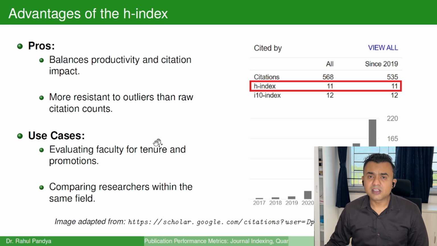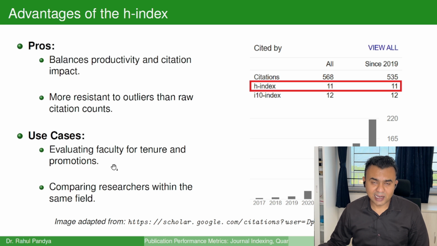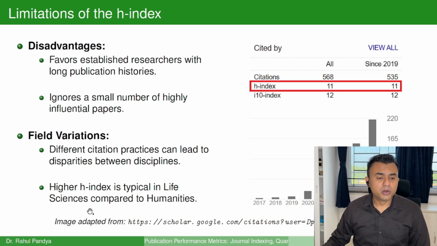Also there are some use cases, such as evaluating a faculty member, researcher, or postdoc for tenure. Mostly faculty are subjected to tenure. So it can be used for evaluating a faculty member for tenure track clearance, or promotion from one grade to the next, or one position to the next. It is also often used to compare researchers within the same field, that is, the impact of researchers' output within the same field.